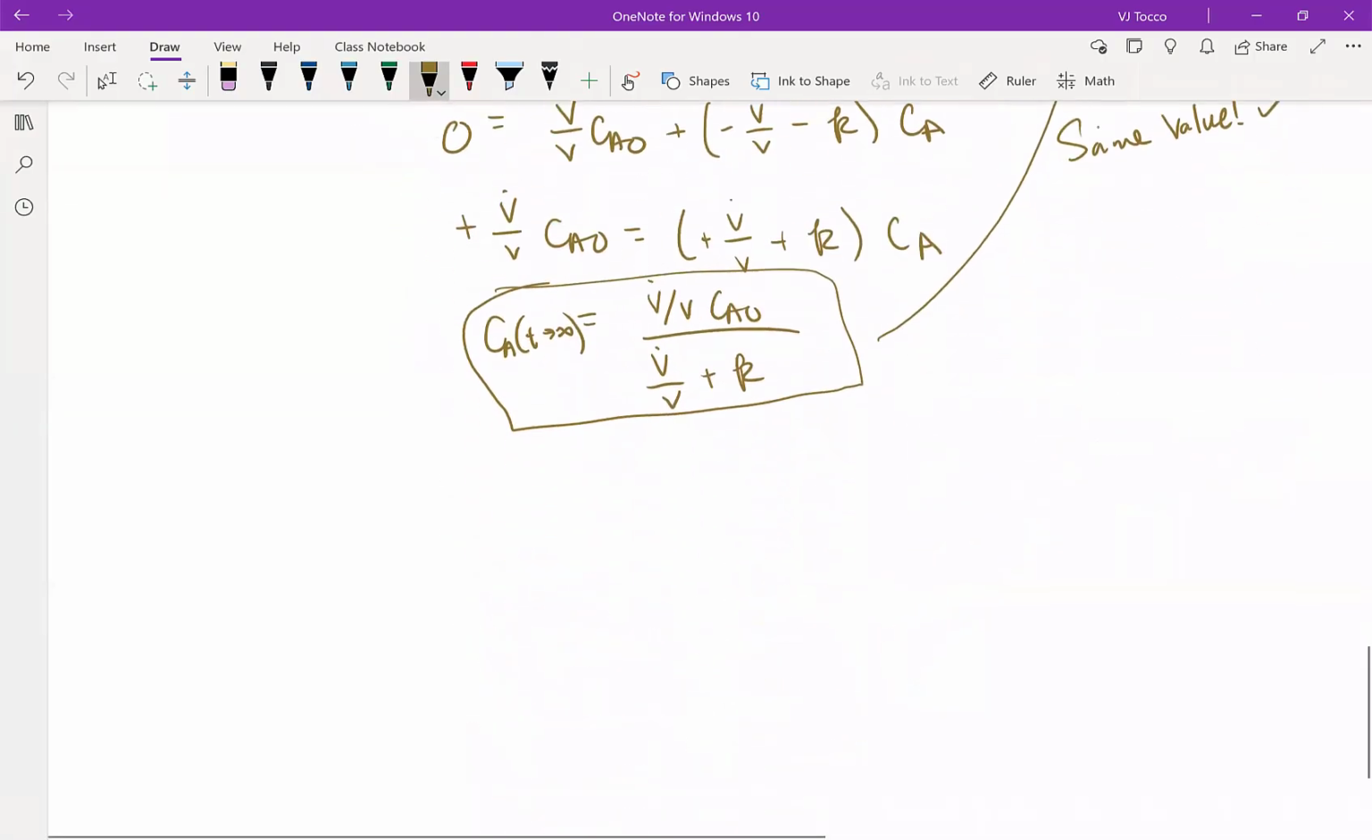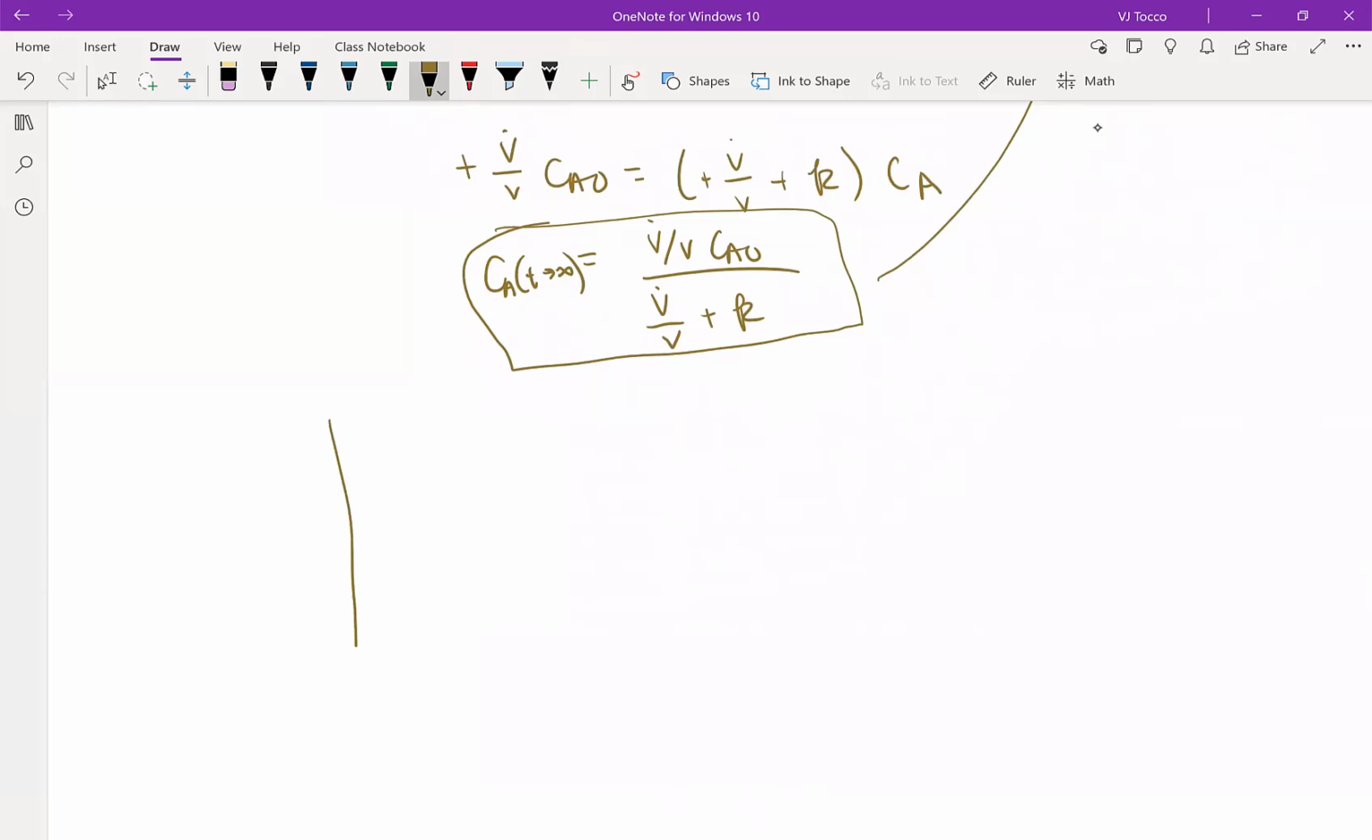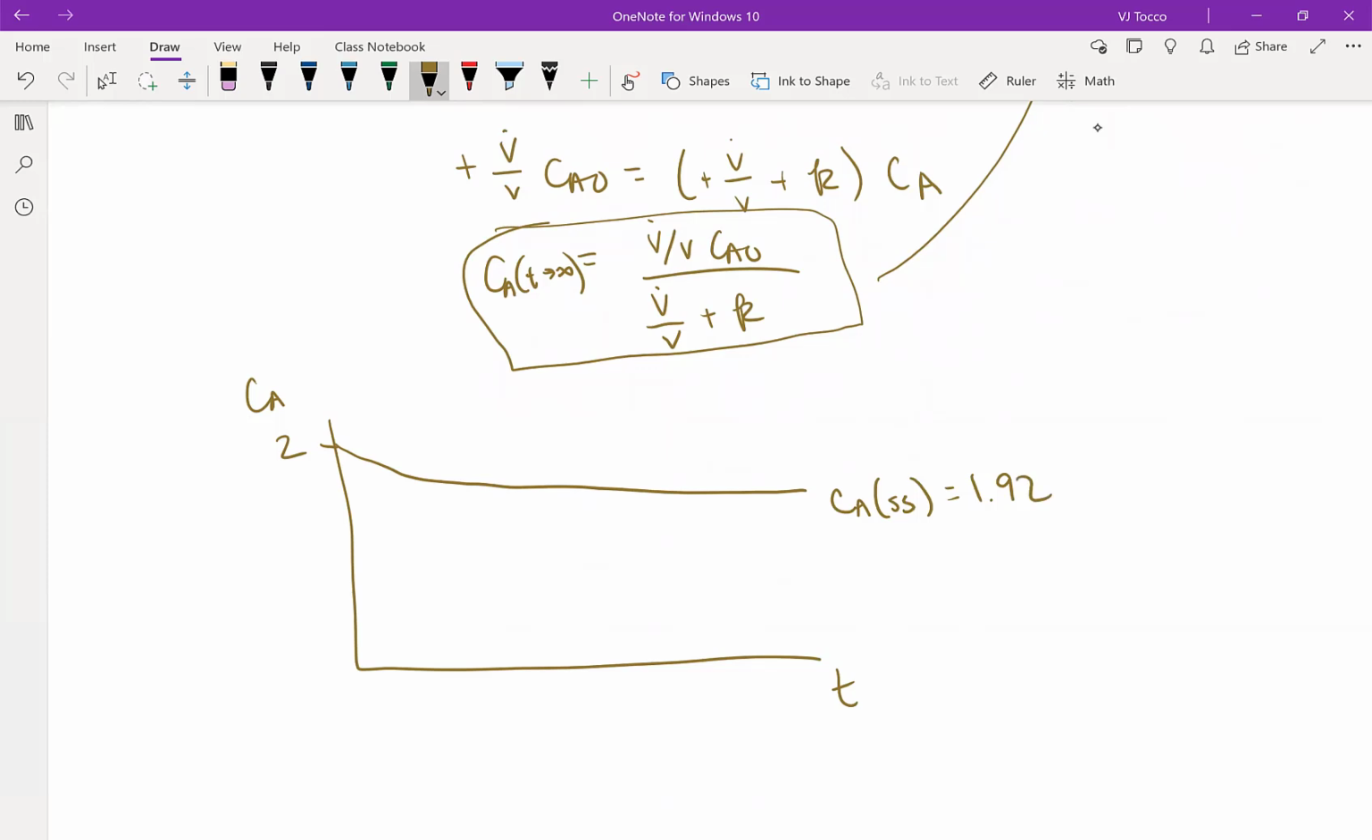And just in case you want to double check yourself, if you wanted to plot this on Excel, this is what my plot looks like. I start at 2, and then it goes down kind of like this. My steady state value, so this is CA, this is T. CA steady state was equal to 1.92 moles per liter.